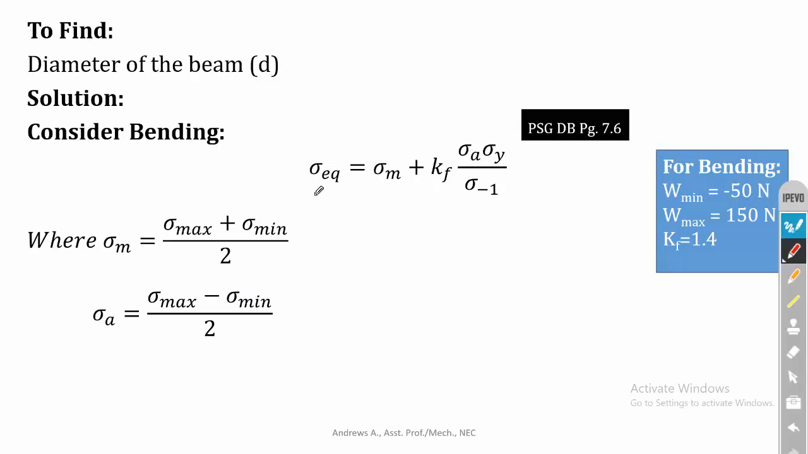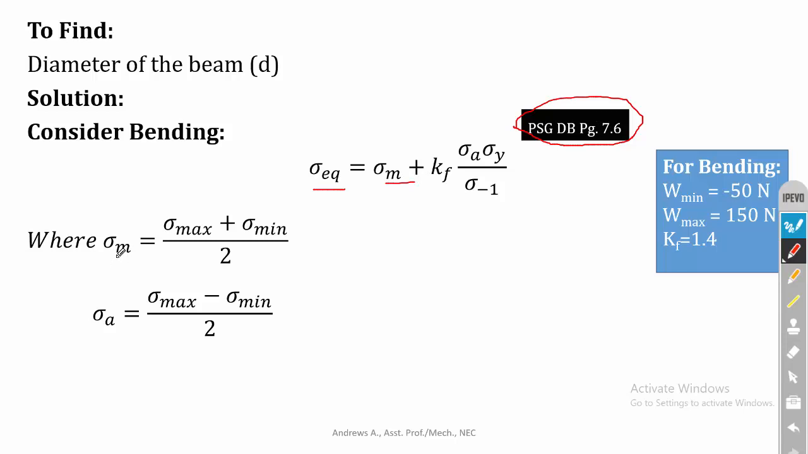Consider bending and axial. We know that sigma equivalent is equal to sigma m plus Kf sigma a sigma y divided by sigma minus 1. This equation is in the data book, page number 7.6. At the bottom of the page you can find the combined stress equations.